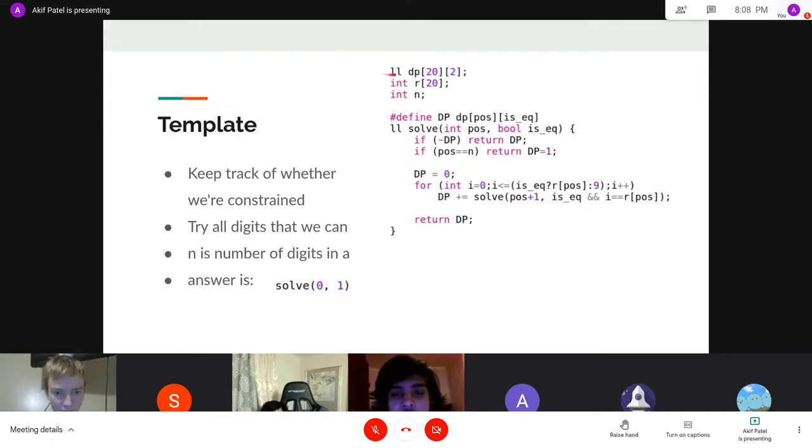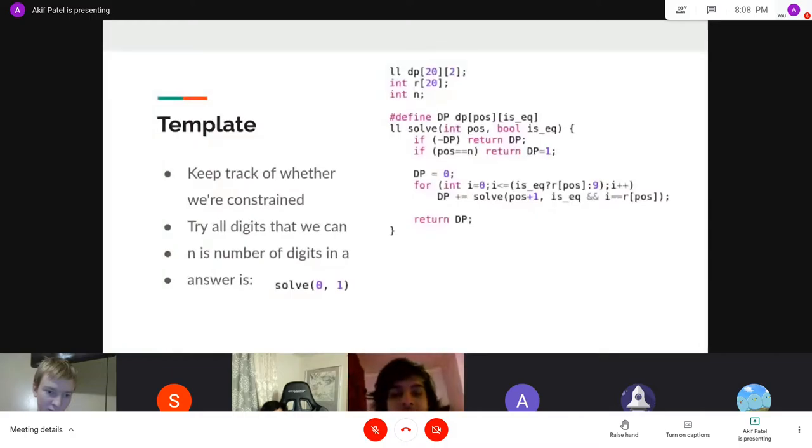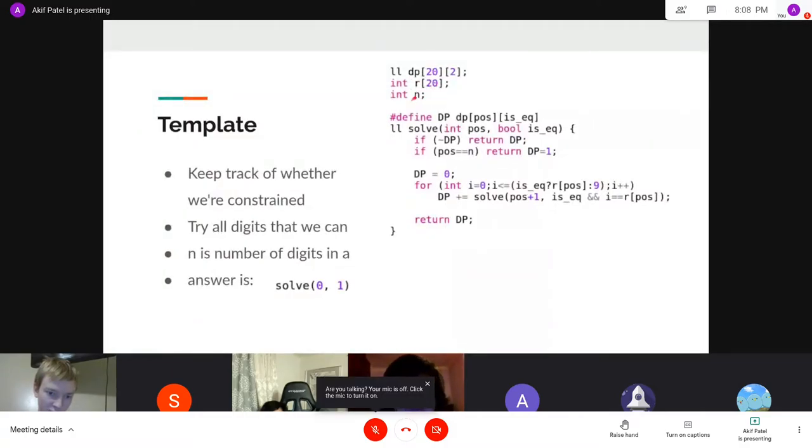We have DP of position, because this is up to like 10 to the 18th or whatever, right? So 20 digits is more than enough to hold all our information. And then we have two, whether are we constrained or are we not constrained? Right? Have we gone below sometime in the past, or have we not gone below sometime in the past? R here is the representation of the number. So we just make the number a string basically and write it out. And n is the length of the number, number of digits in A. Okay? And then we do a DP on that.